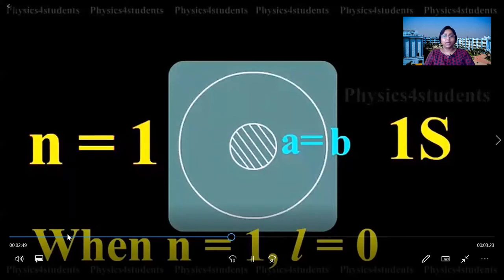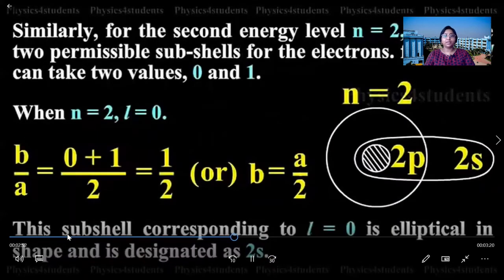So when n is equal to 1, A is equal to B, and we get the 1s subshell. Similarly, for the second energy level, if we take n is equal to 2, there are two permissible subshells for the electron. For n is equal to 2, L can take two values, 0 and 1. So when n is equal to 2 and L is equal to 0, you write that B by A is equal to 0 plus 1 by 2, we get half. So B is equal to A by 2.